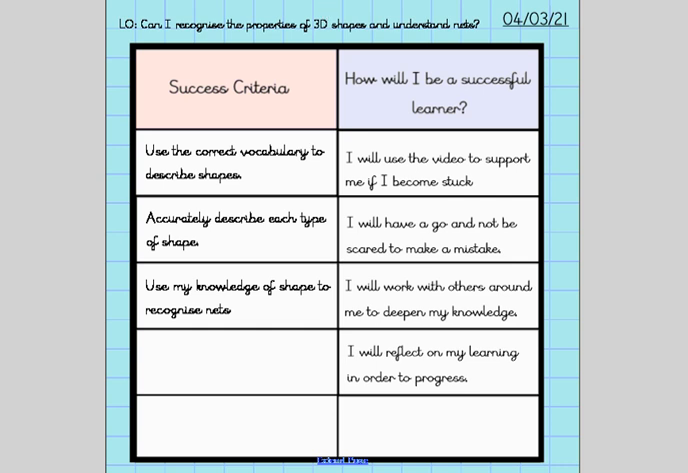So, yesterday we started looking at shape. We looked at regular and irregular polygons, regular and irregular shapes, yesterday. That was mainly focused on 2D shapes. Today we're going to have a look at 3D shapes. Try and remember how we can describe those different shapes.